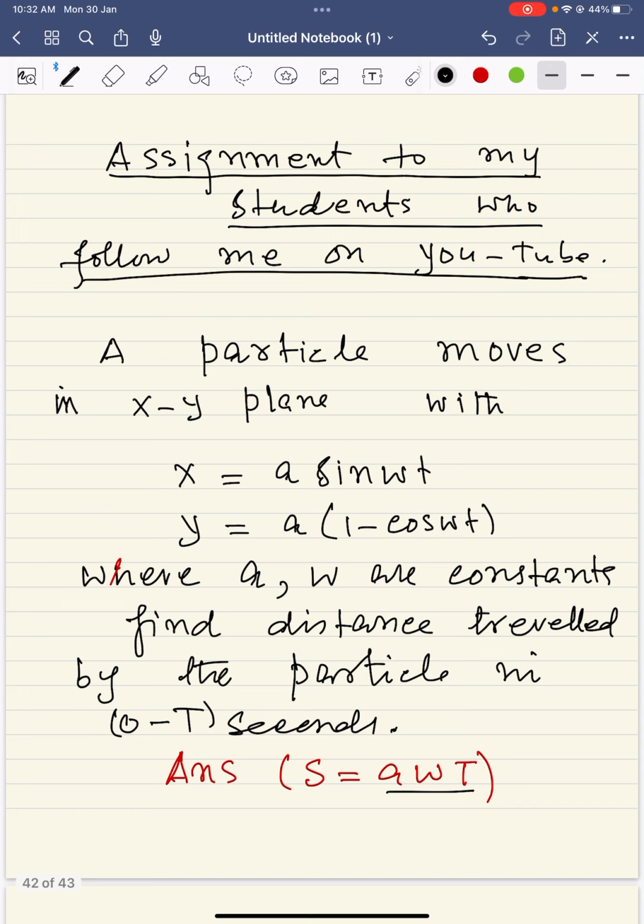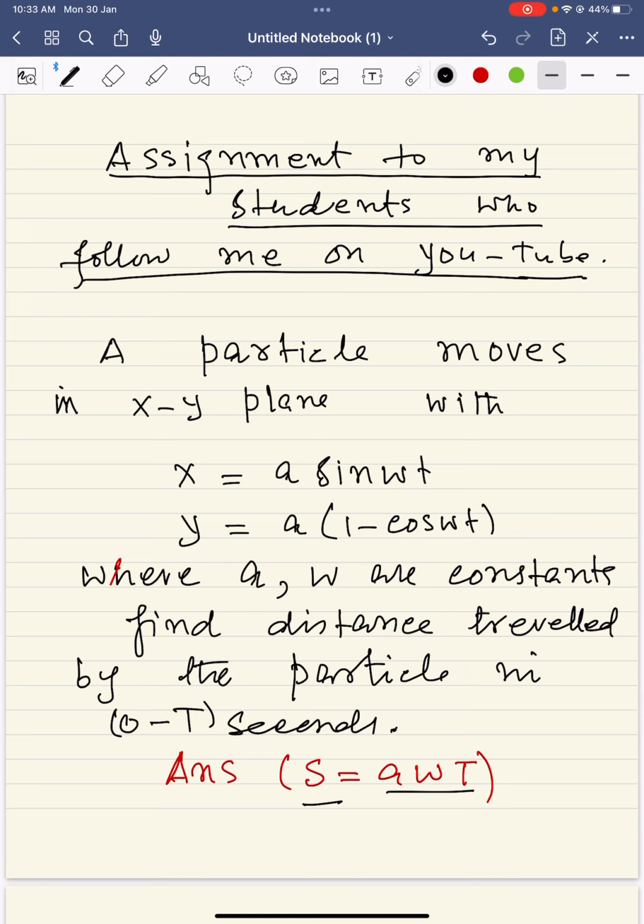Hello students, this is the problem that I had put last time as an assignment to you. A particle moves in the xy plane with x equal to a sin omega t, y equal to a times (1 minus cos omega t), where a and omega are constants. Find the distance traveled by the particle from 0 to t seconds. The answer was s equal to a omega t.